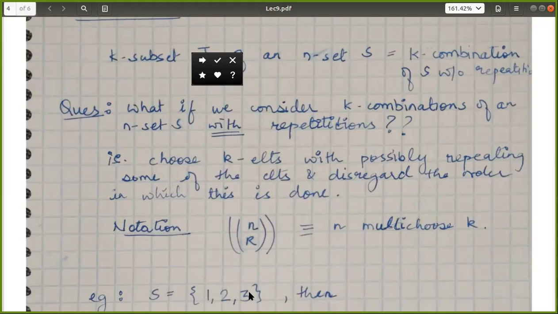Yeah, got it? Ma'am, is the answer 10? 3 multi-choose 2? Yeah. No.